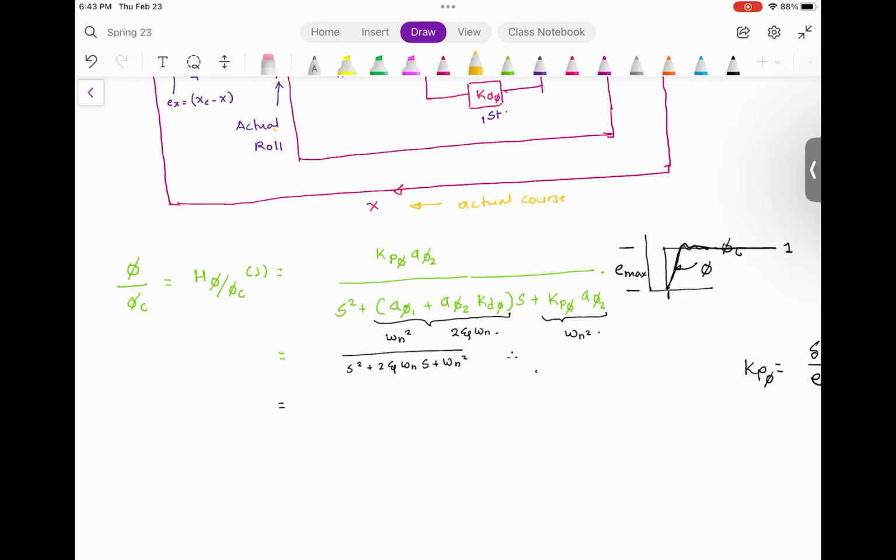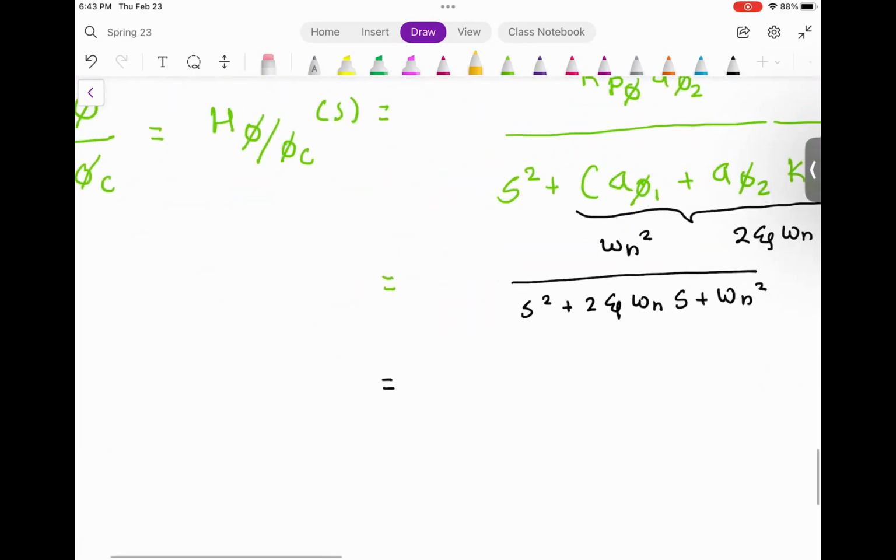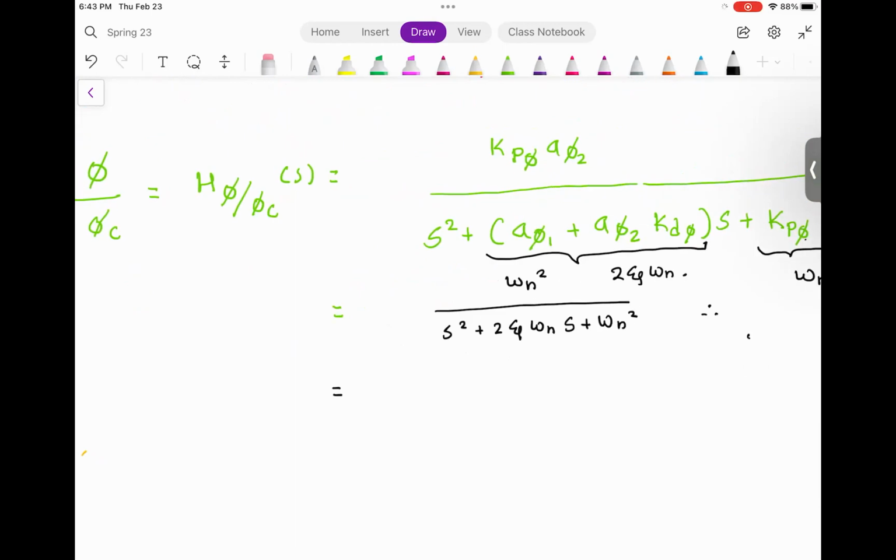So now what has happened? We are considering unmodeled dynamics, which is variation in the fuel mass and nonlinear effects.